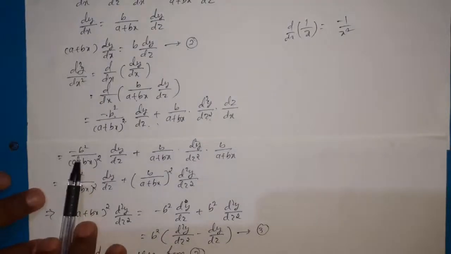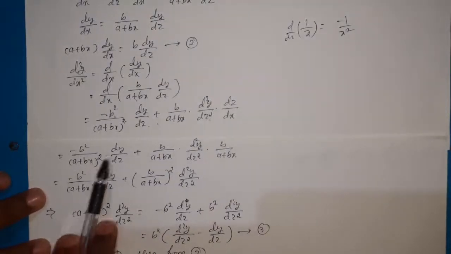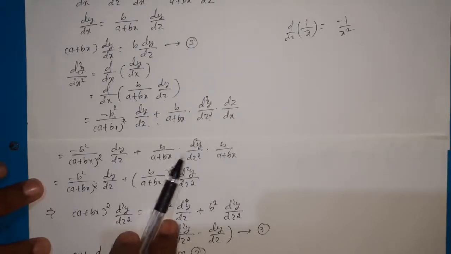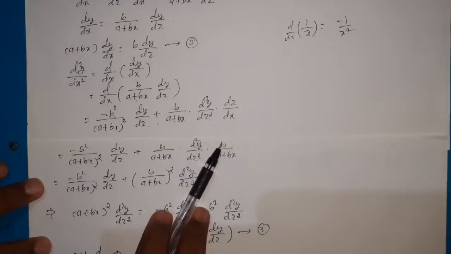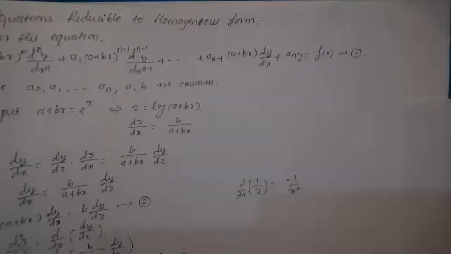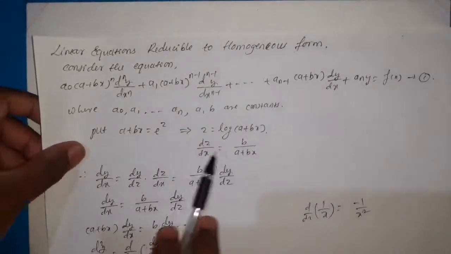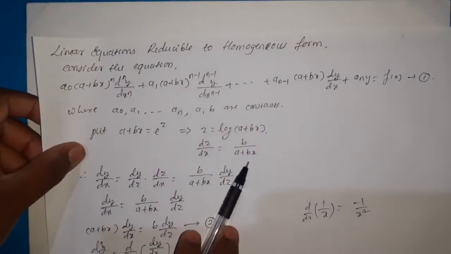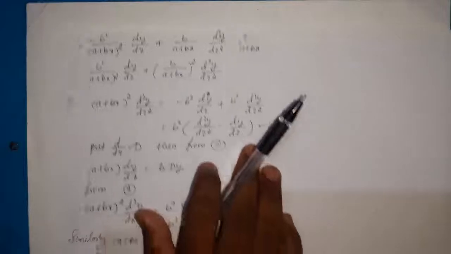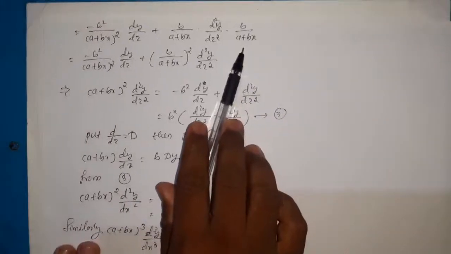b square by a plus bx whole square dy by dz plus b divided by a plus bx and d square y by dz square as it is. Now substitute dz by dx, that is b divided by a plus bx, because here we already have dz by dx equal to b divided by a plus bx. So therefore here we have substituted that dz by dx.